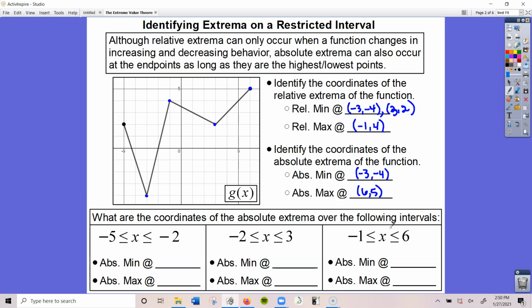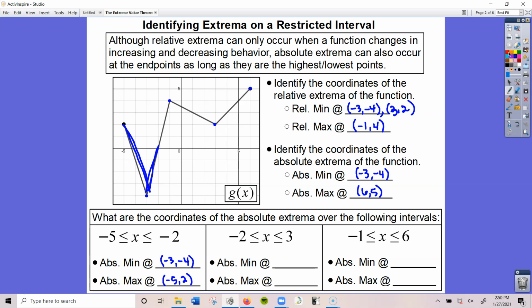Now your absolute minimums and maximums can change on the same graph depending on the interval that is defined. So for example, for this one, we are asked to find the absolute minimum and maximum over the interval -5 to -2. That is in this section here. So for the absolute minimum, that would be the same as before, so at (-3, -4). But the absolute maximum is now at (-5, 2). So we notice that that maximum did change because now the interval is different.